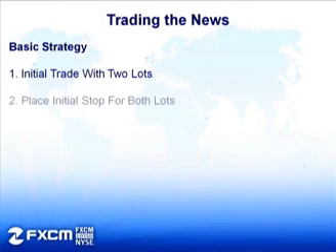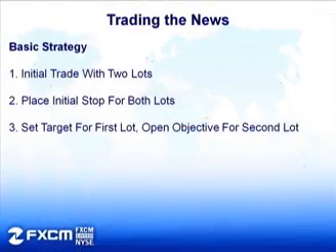So we initiate a trade with 2 lots, and we want to place the initial stop for both lots right as we enter the trade. This strategy will become more clear as I go over my examples, but I just want to go over this so we have a clear understanding of what we're doing when we're looking at the relative price action. After we place both of the stops on our initial position, we want to set the target for the first lot, but at the same time, we want to have an open objective for the second one.